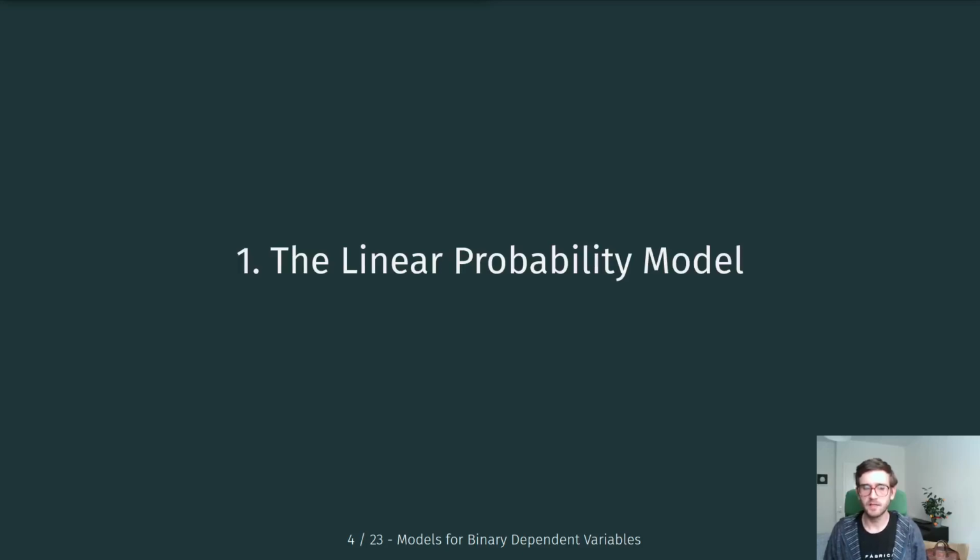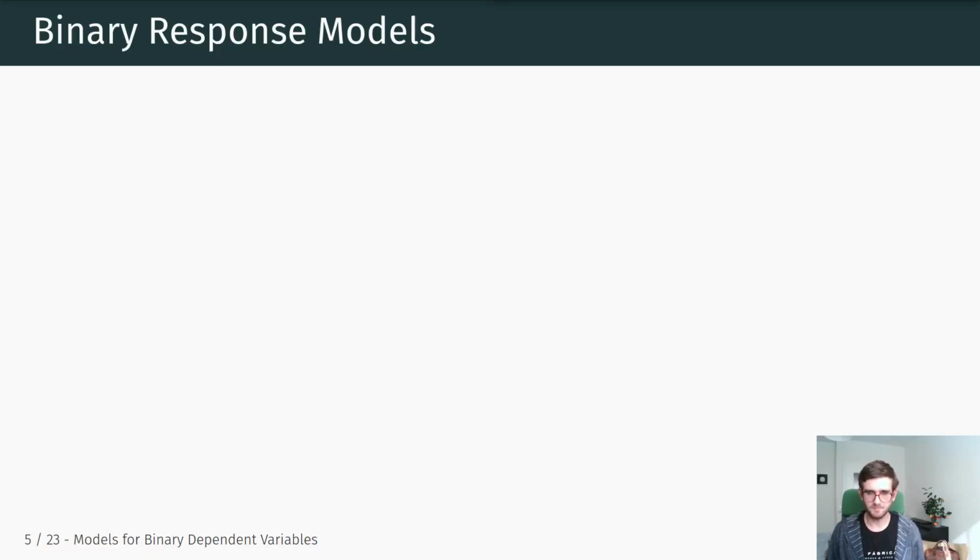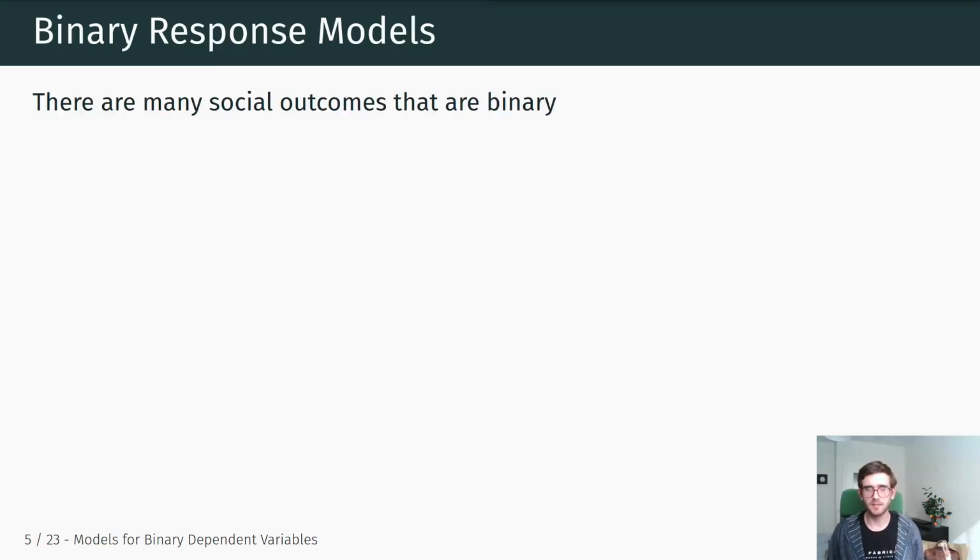Hey everyone. In this video, I'm going to begin our discussion of how to model dichotomous outcome variables by introducing the linear probability model, which is basically just applying OLS to a problem where your outcome measure is indeed dichotomous. Okay. So to get started, there are a couple of different ways we can model binary outcomes or binary responses.